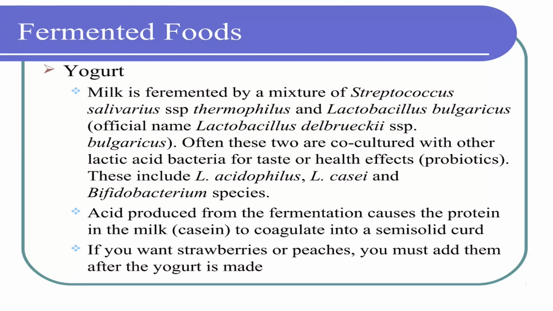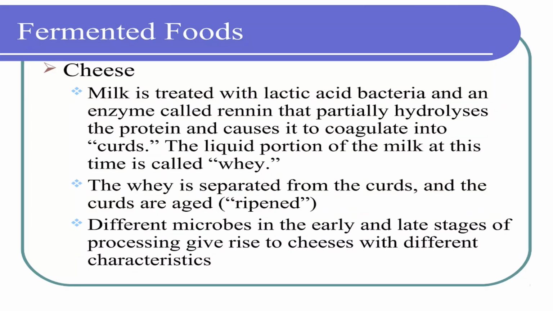Yogurt. Milk is fermented by a mixture of Streptococcus salivarius subspecies thermophilus and Lactobacillus bulgaricus, official name Lactobacillus delbrueckii subspecies bulgaricus. Often these two are co-cultured with other lactic acid bacteria for taste or health effects. Probiotics include L. acidophilus, L. casei, and Bifidobacterium species. Acid produced from the fermentation causes the milk protein casein to coagulate into a semi-solid curd. If you want strawberries or peaches, you must add them after the yogurt is made.